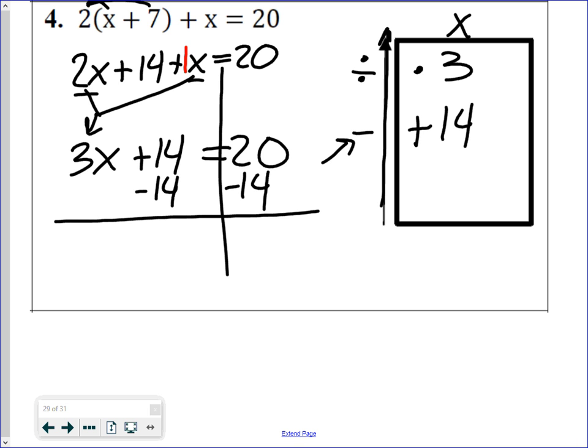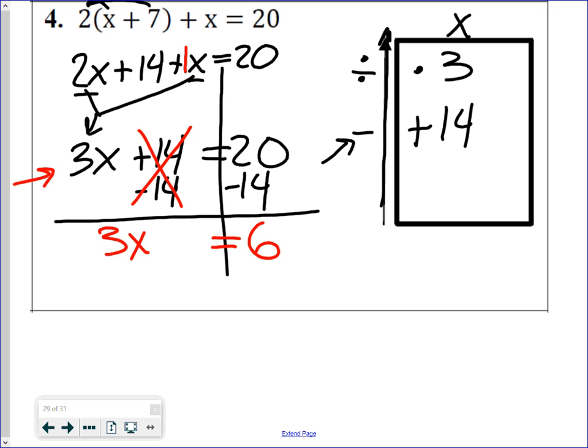So we do that. And remember, I like to go from left to right as we solve this. The 3x just comes down. Positive 14 minus 14 adds to 0, so we don't really need to rewrite that. And that's equal to 20 minus 14, which gives me 6.